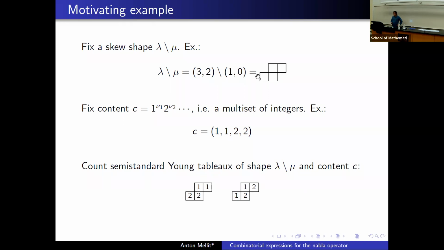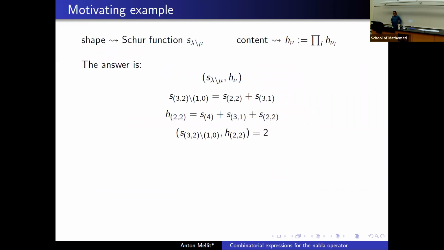And we fix a content, which for us in this talk means a multi-set of integers. So several ones, several twos, and so on. For instance, 1, 1, 2, 2. And then we all know that it's good to count semi-standard Young tableaux of a given shape and given content. For instance, in this case, we have exactly two tableaux. Please ask questions if it's not clear.